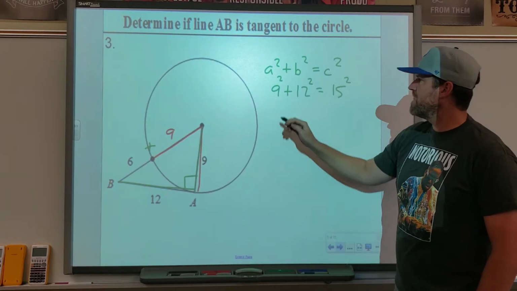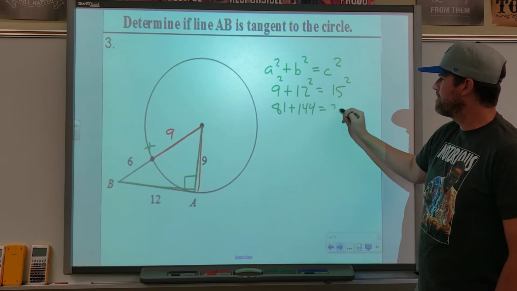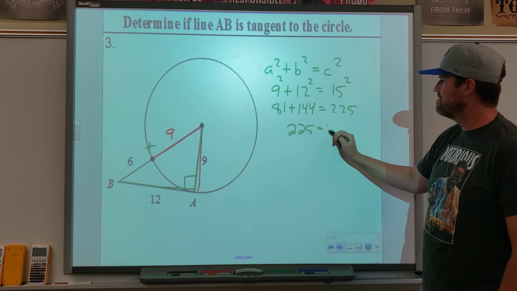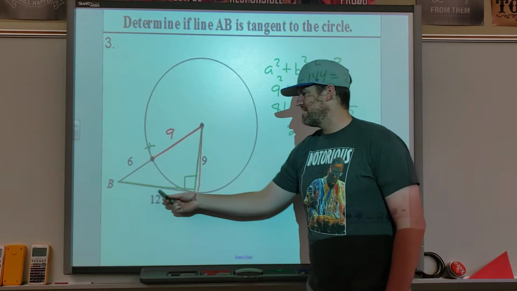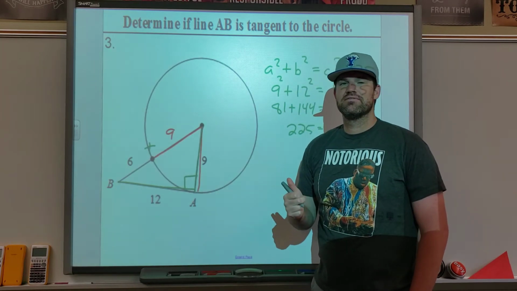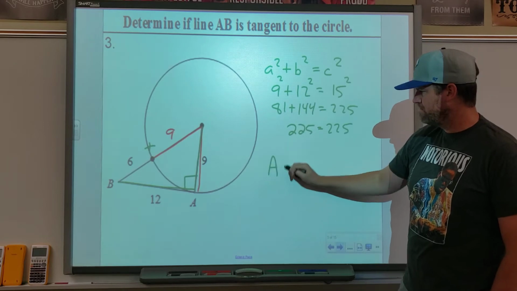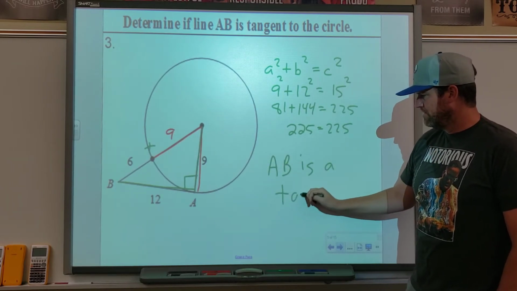And when we calculate that, we do get something that is true. I get 225 equals 225. And what does that tell me about line segment AB? Yes, it is a tangent. So AB is a tangent.